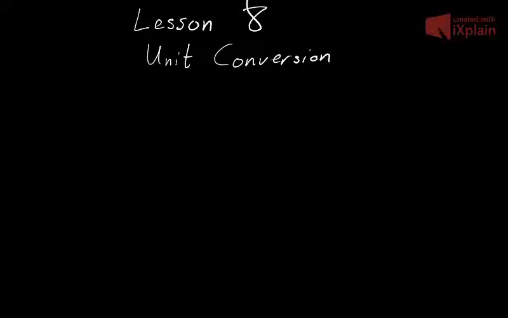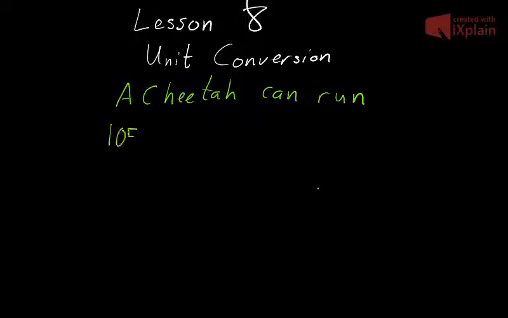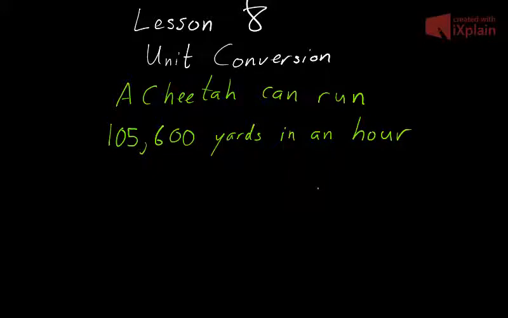And this problem is that a cheetah can run 105,600 yards in an hour, which is pretty fast because that's a cheetah. But that number doesn't really tell me much. Like I can't really visualize how long 105,000 yards is.